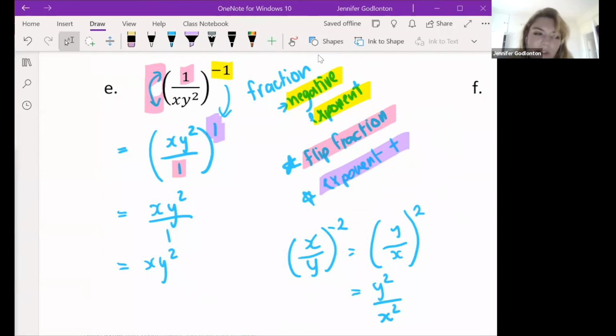The only time we use KFC is when we are multiplying or dividing fractions. So we don't need to do that just yet here. We will be doing it a little bit later, but not just yet.